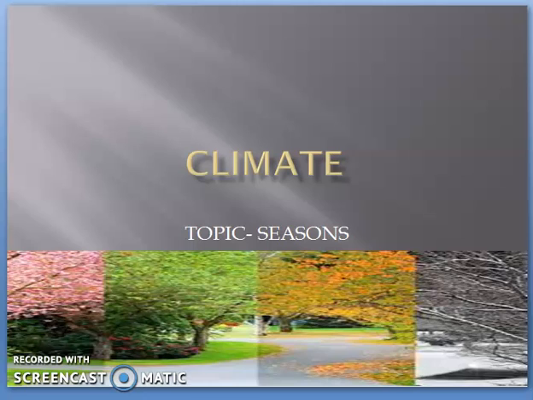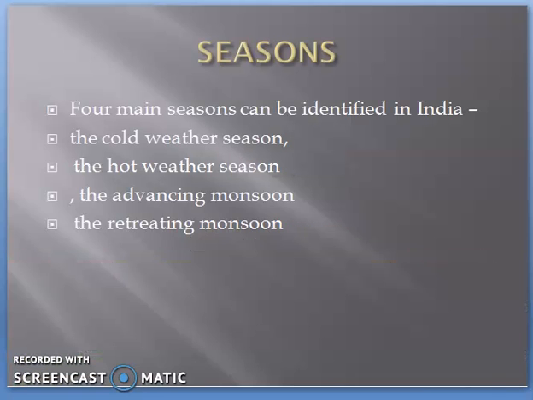In India, we have 4 seasons: the cold weather season, the hot weather season, the advancing monsoon and the retreating monsoon. Cold weather season means, as you all know, winter. Hot weather season means summer.